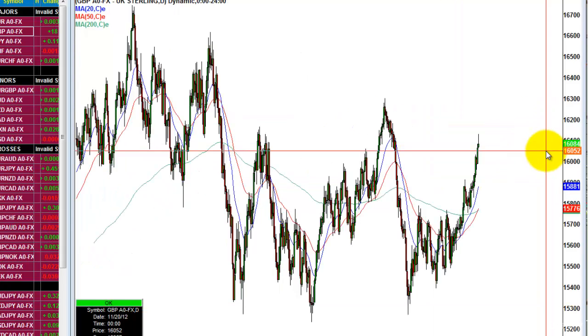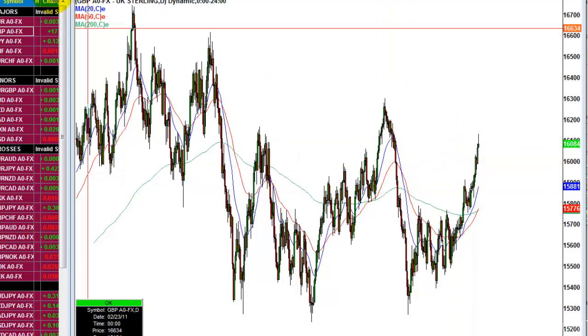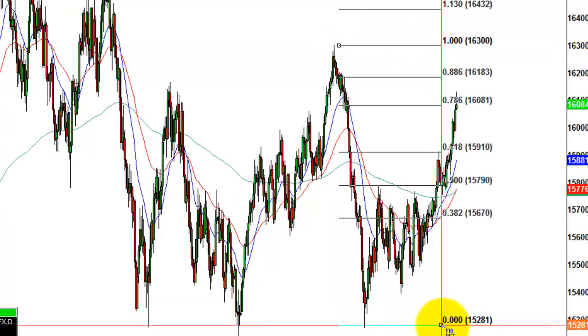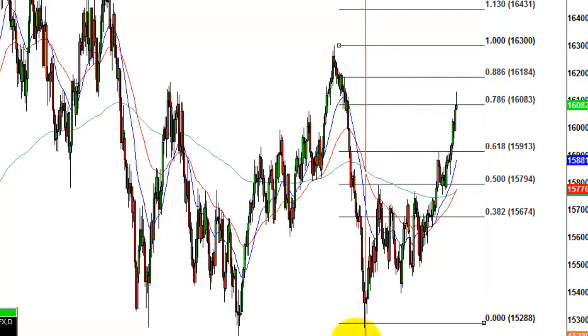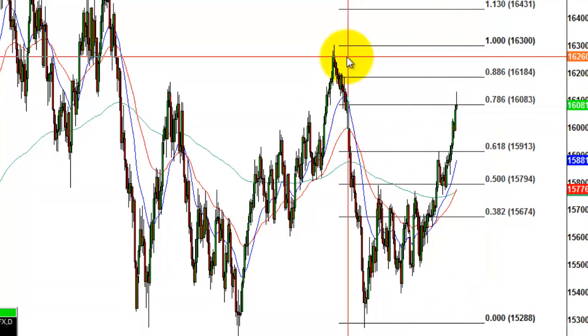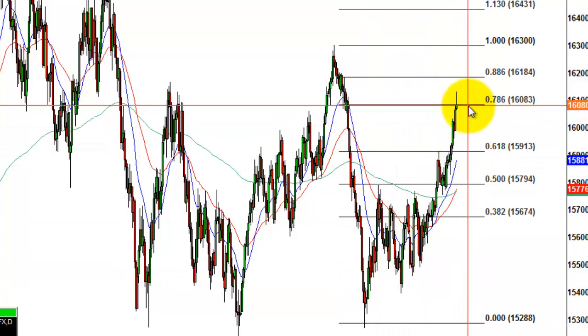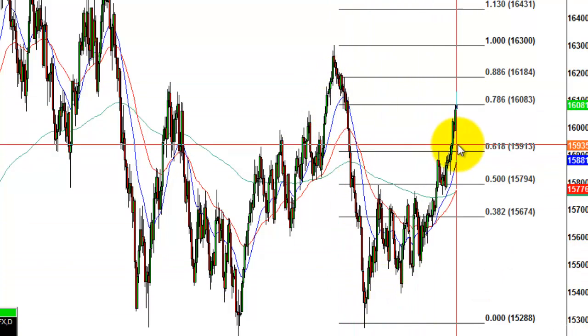We can actually see a very similar kind of setup on cable. We've got a high test bar here. If we take our Fibonacci retracement tool from this swing high to the swing low, we can see that the current test bar is actually respecting the 0.786 Fibonacci level, i.e. it's retraced 78.6% back from the initial move down here before we can see a continuation.